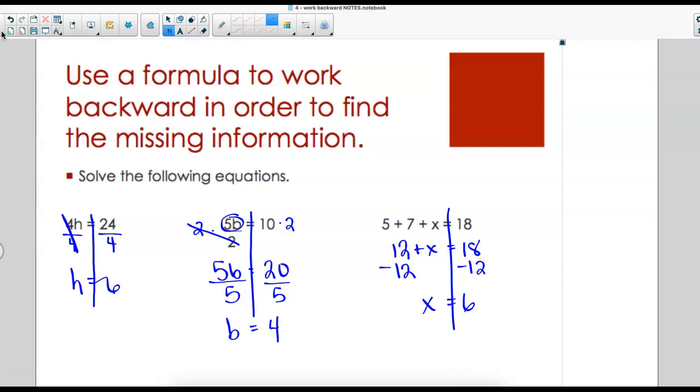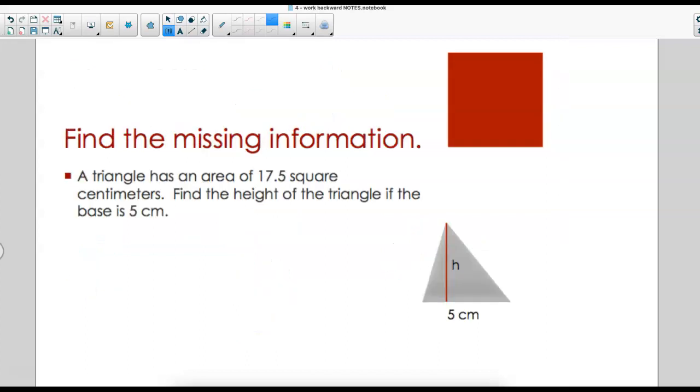So we're going to do the same type of thing, starting with a problem like this. A triangle has an area of 17.5 square centimeters. Find the height of the triangle if the base is 5. Okay, now, the first thing you guys are going to do every time, and I'm going to expect to see this on your paper also, is you're going to start with a formula. What formula might we need for this problem?